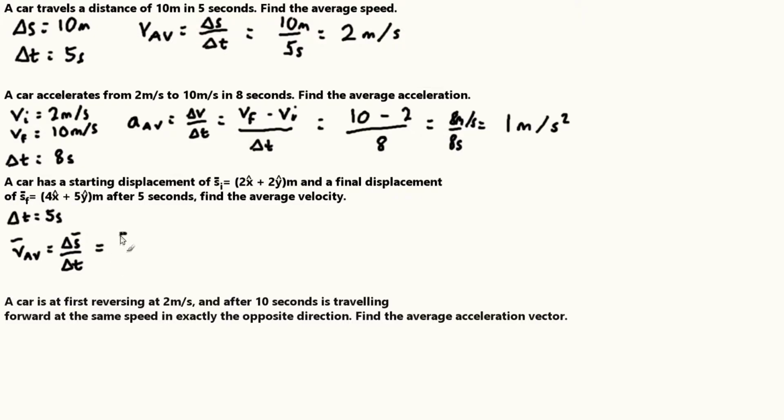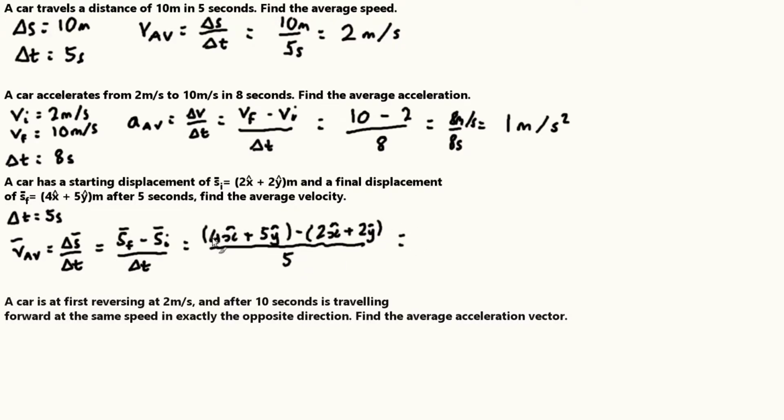And this is going to be equal to the final displacement minus the initial displacement over the change in time. Subbing in the values that we have in our question, we know that this is (4x hat plus 5y hat) minus (2x hat plus 2y hat), all divided by our change in time, 5.